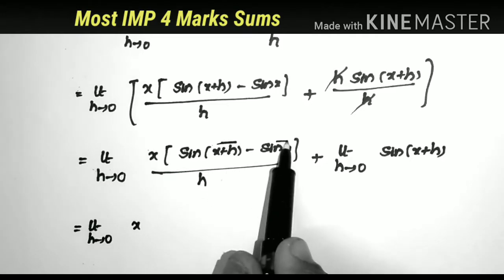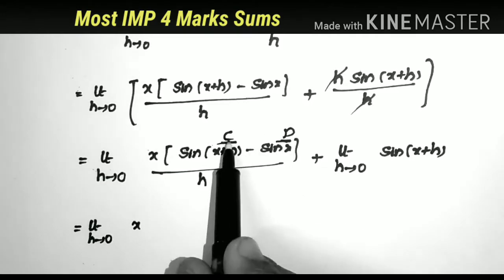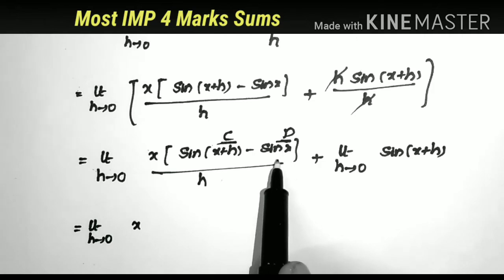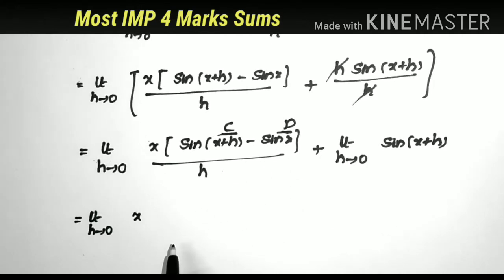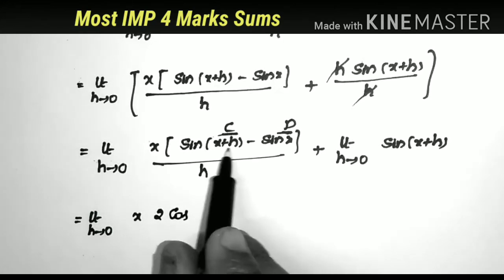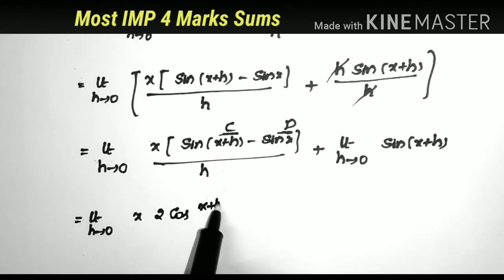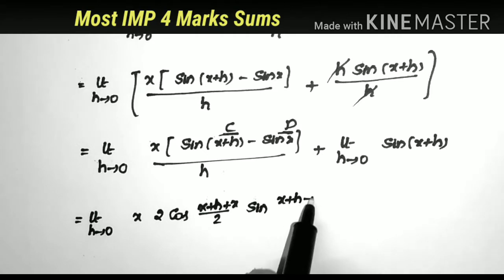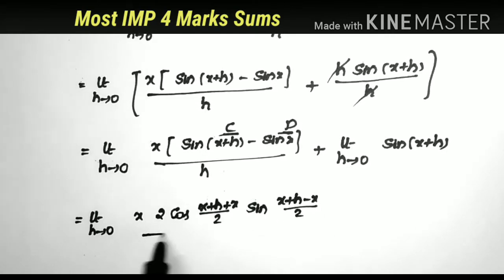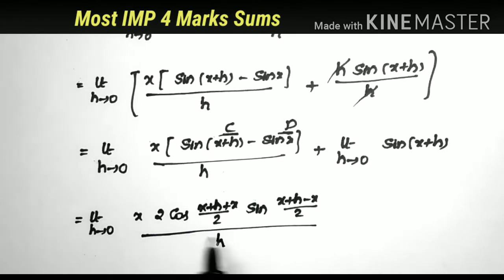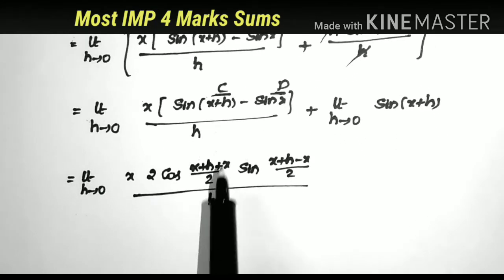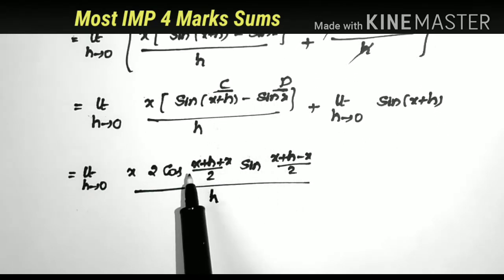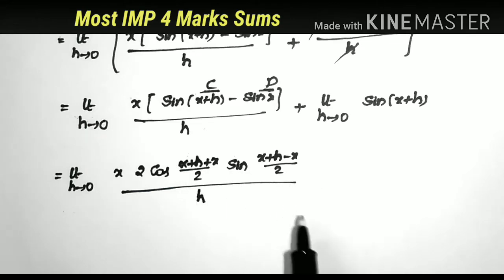this is in the form of sin c minus sin d, where c is equal to x plus h and d is equal to x. Now what is the formula for sin c minus sin d? 2 cos of c plus d by 2. What are c, d? x plus h and x. 2 cos of c plus d by 2 into sin of c minus d by 2, that is x plus h minus x by 2, whole by h. Now this is the formula of sin c minus sin d: sin c minus sin d is equal to 2 cos of c plus d by 2 sin of c minus d by 2.